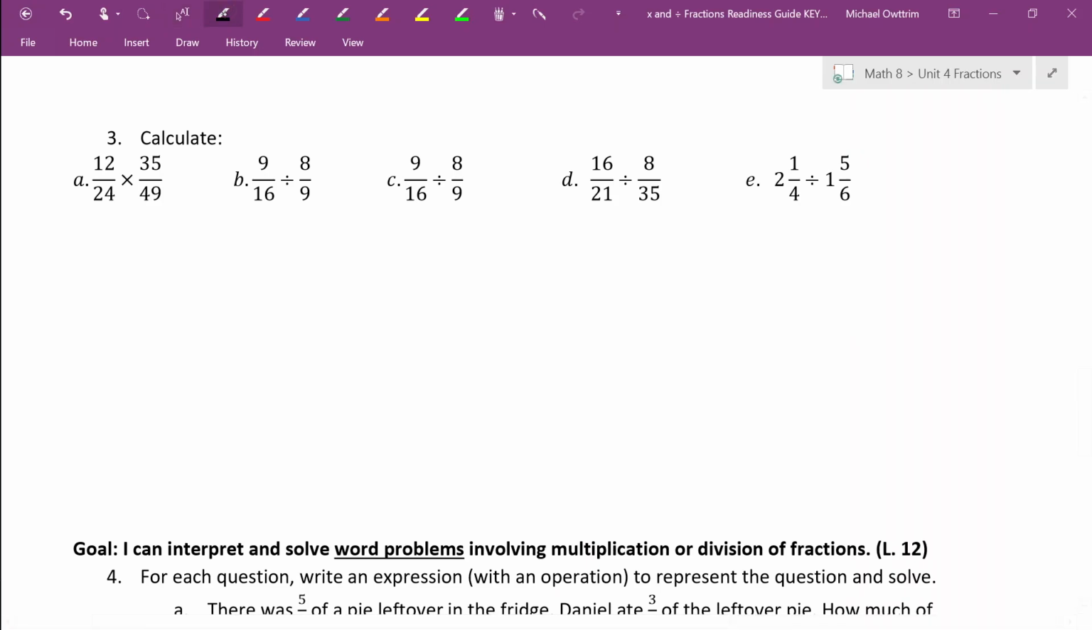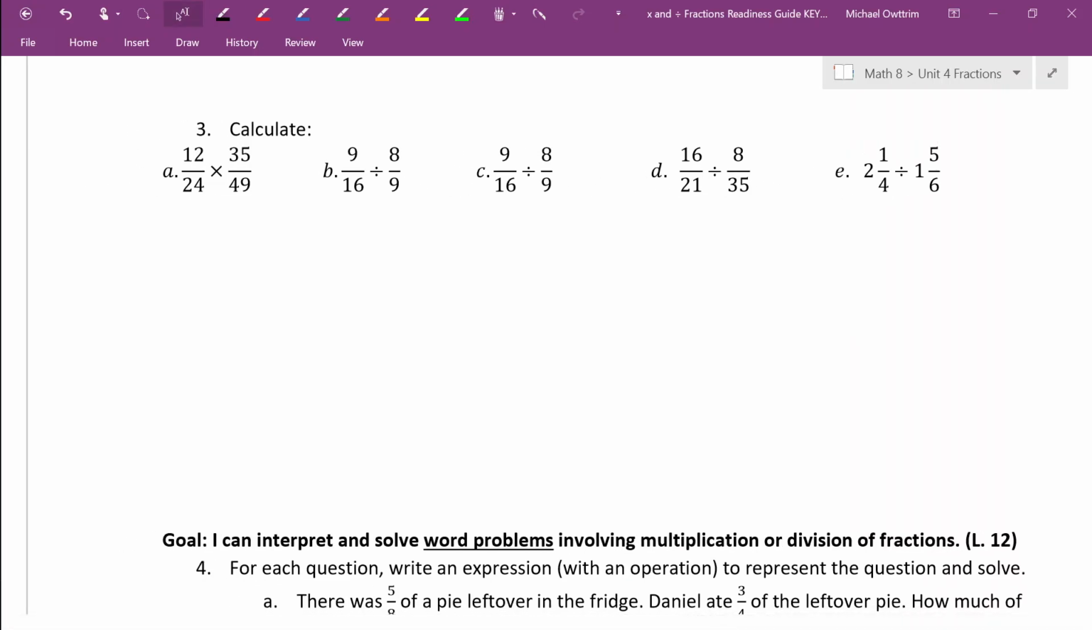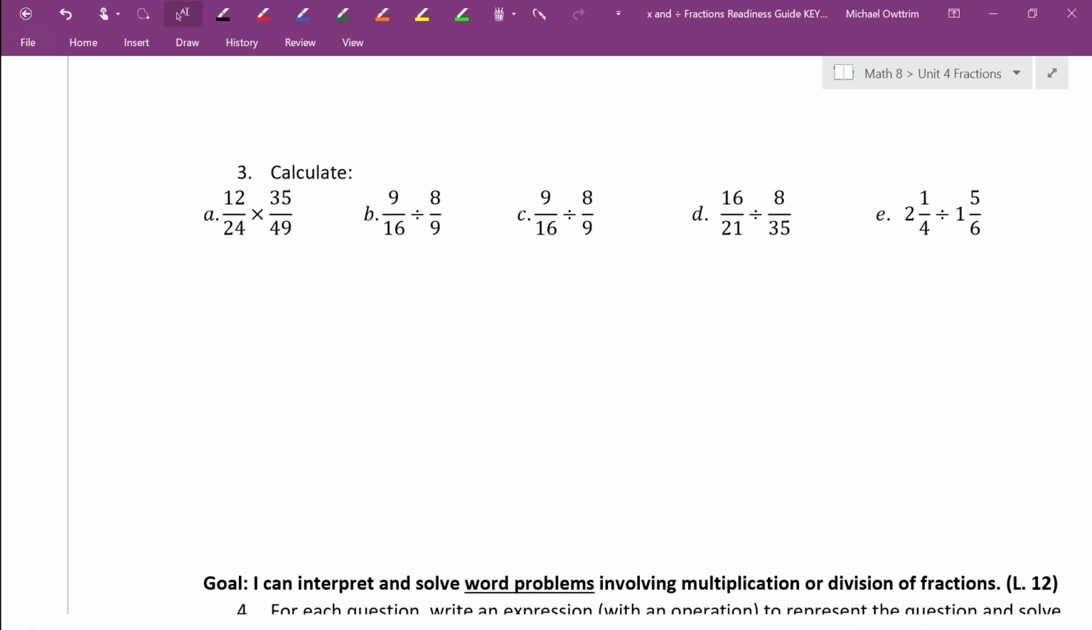Okay, taking a look on the back side, we're dealing more with just calculation questions. In these calculation questions, again, you want to be watching out for your tricks, your rewriting especially. So if I take a look at something like question A, I want to start by simplifying my fractions. I notice that both 12 and 24 are multiples of 12, so I can divide there to get 1/2 as a simpler fraction. And both 35 and 49 happen to be multiples of 7, so I can divide there as well to simplify that fraction.